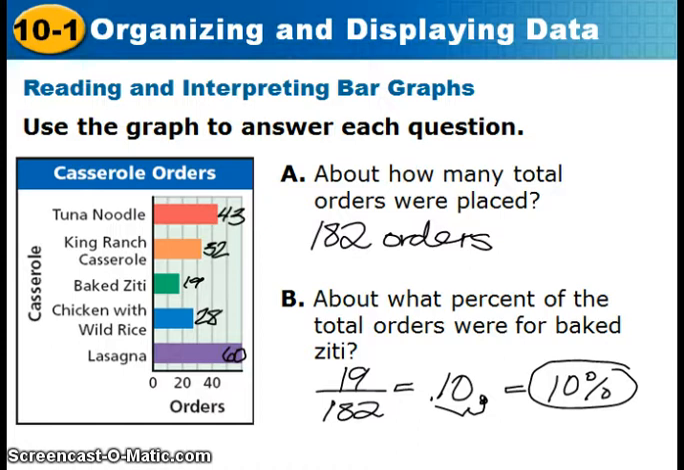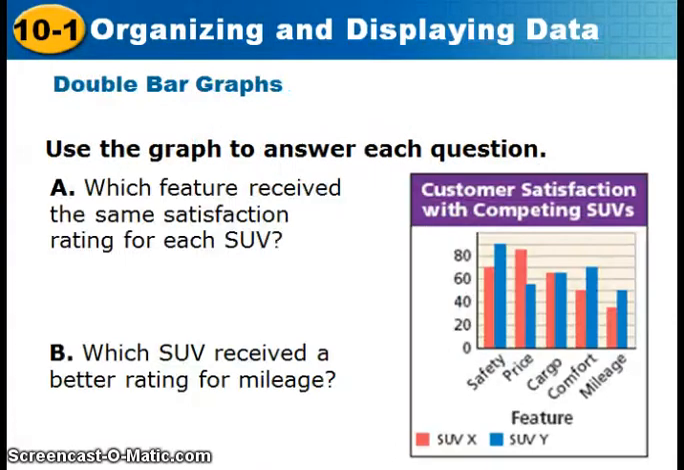Now, sometimes you're going to want to compare amounts of things in one category to amounts of things in another category. And for that, it can be useful to use what's called a double bar graph. In this double bar graph, the categories we're looking at are safety, price, cargo, comfort, and mileage. And these are customer satisfaction ratings with 2 different types of SUVs. By putting both SUVs' ratings on the same bar graph, making it double, we can compare them. So for example, this double bar graph makes it easy to say which feature received the same satisfaction rating for each SUV. So you would look to see which category has the same red and blue bars.